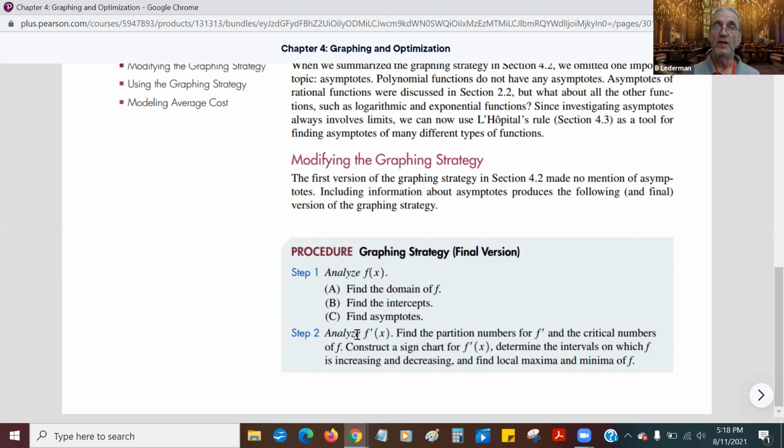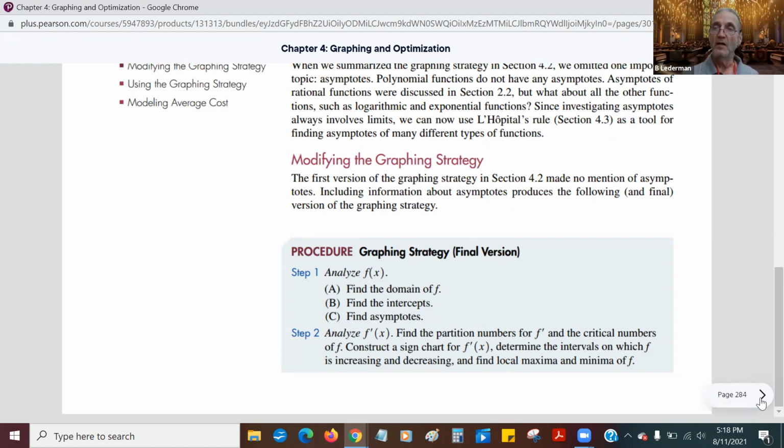Step two is to look at the first derivative. Of course you find the partition numbers, the critical numbers, and you make a sign chart. The sign chart is really important because whenever the first derivative is positive, that means the function is increasing. If the first derivative is negative, then it's decreasing. When the first derivative switches from positive to negative or vice versa, that's when you're going to have a local maximum or a local minimum.